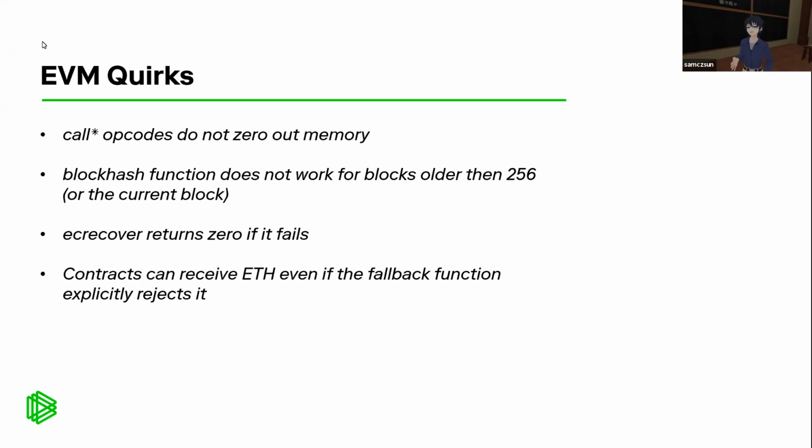And I mentioned earlier that the fallback function will be called if your smart contract receives some ether, but it turns out there's ways to send ether to a smart contract without triggering the fallback function. So all of these things, if you weren't aware of it, could introduce vulnerabilities into your contract.